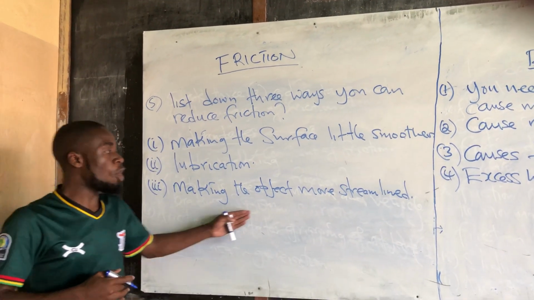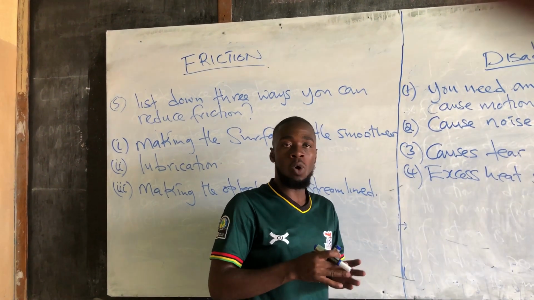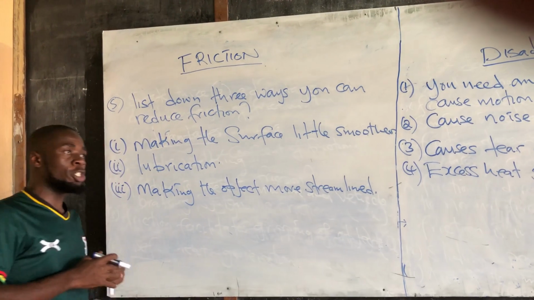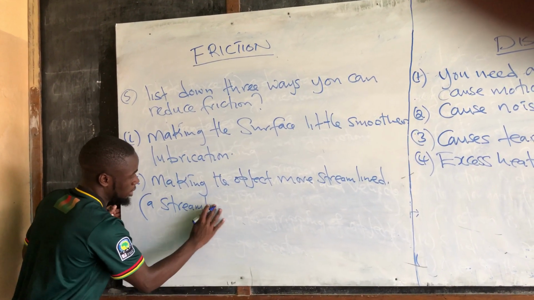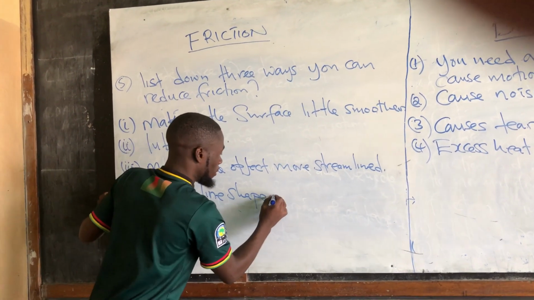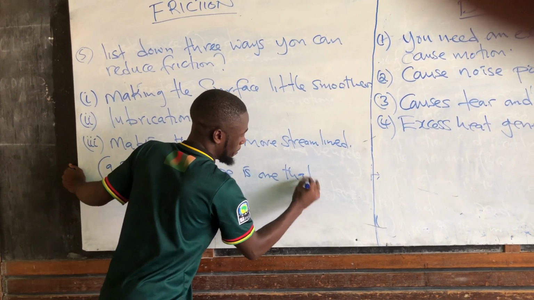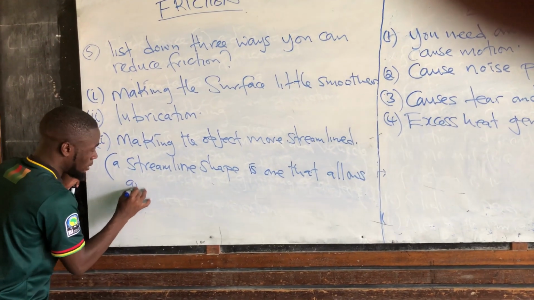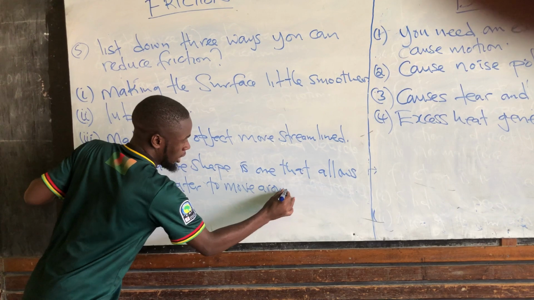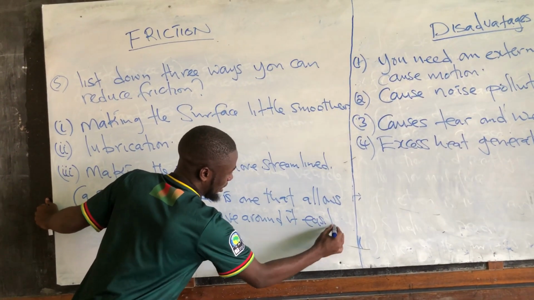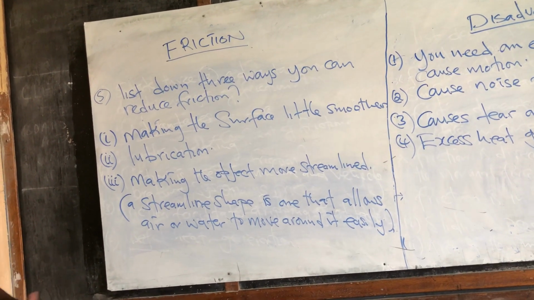So what do I mean here? Making the object more streamlined. A streamlined shape is a shape that allows air and water to move around it easily, therefore reducing resistance there.